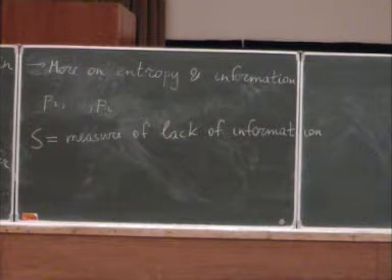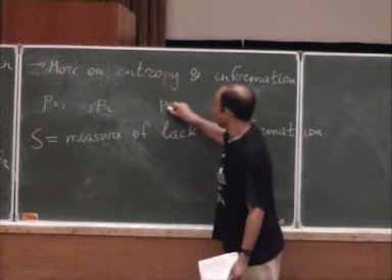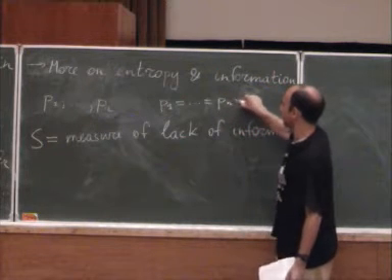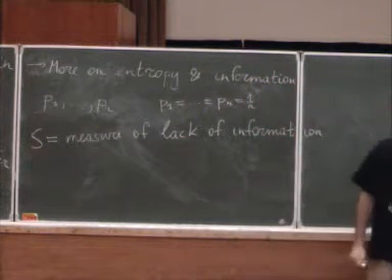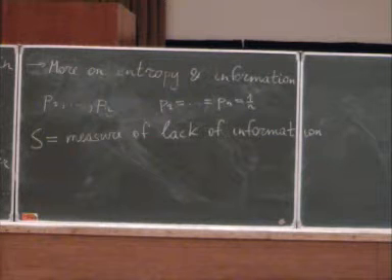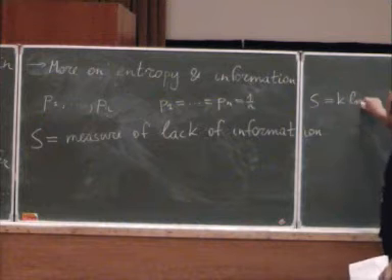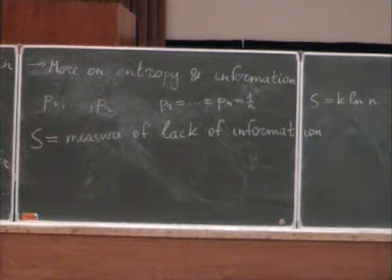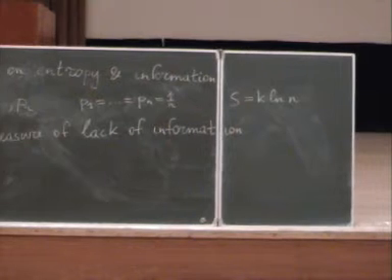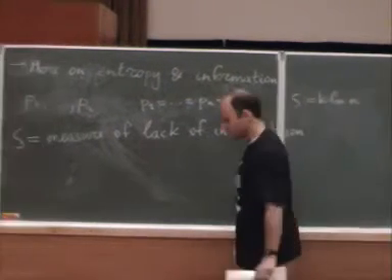Last time I considered only one case, when all states had the same probability 1 over n. That was the main postulate of statistical mechanics for isolated systems. And in that case I simply defined S as k times log n, k times the logarithm of the number of states. But today the probabilities will not be equal, so I have to say some more words.